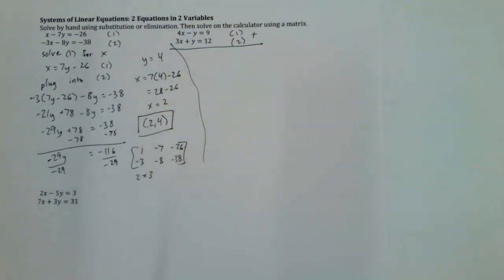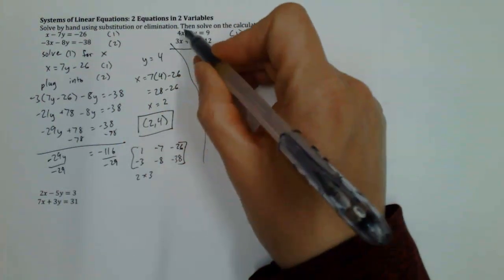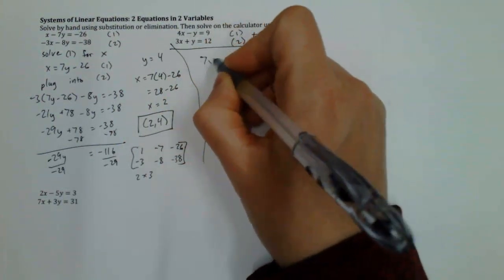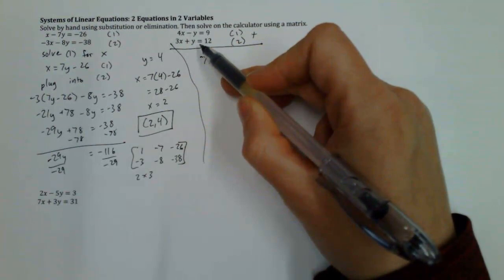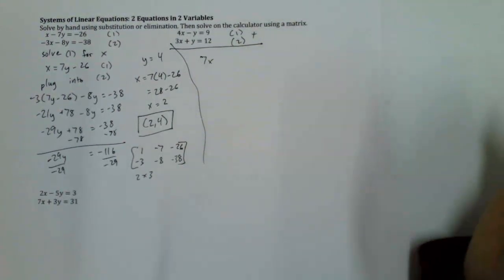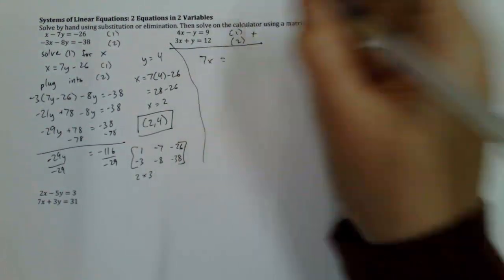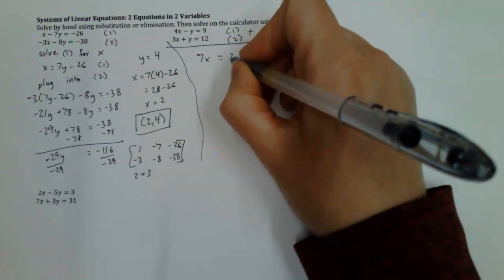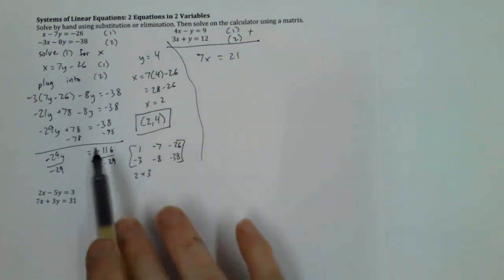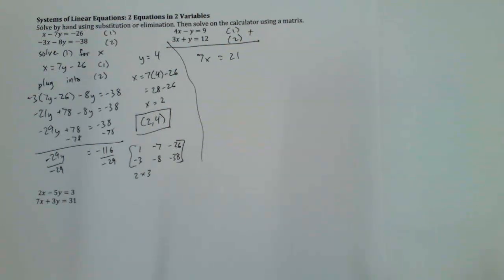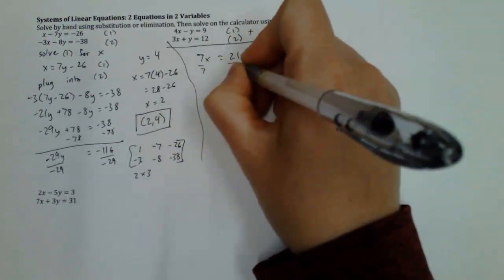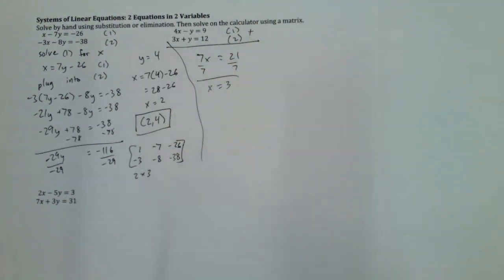Let's scooch over here just a little bit. So adding them, 4x plus 3x is 7x. The y's go to 0. It is eliminated. That's why we call it elimination. And then 9 plus 12 is 21. So again, for both techniques, my goal is to get it so that one of the variables cancels out. Because at this point, I should be able to solve and get a number.